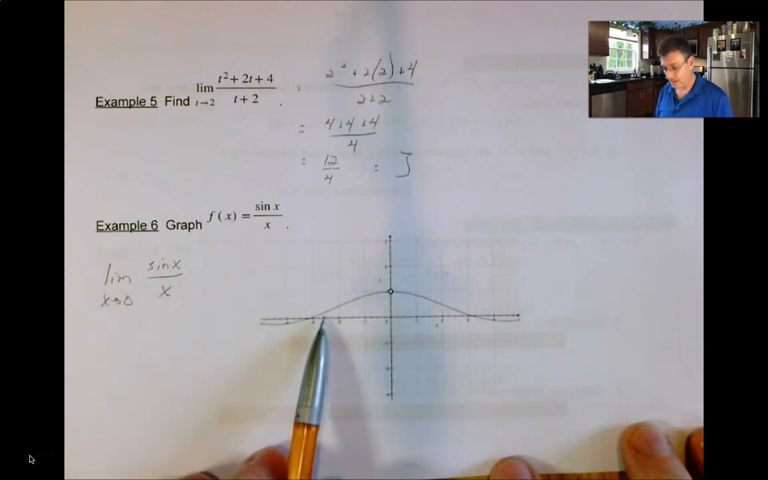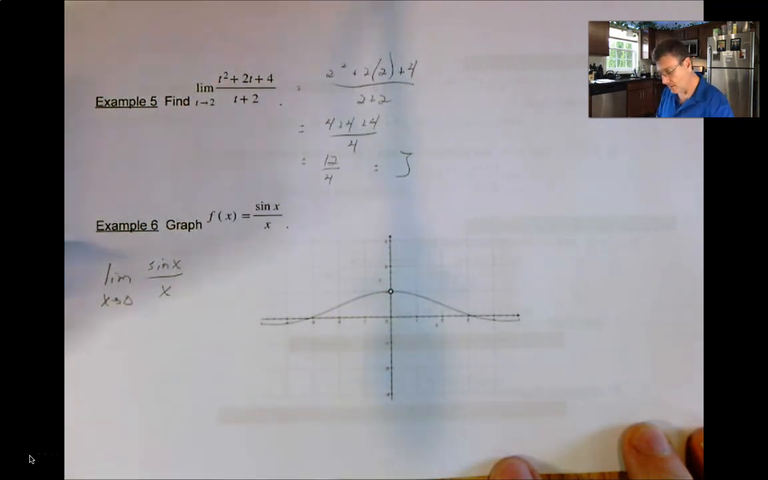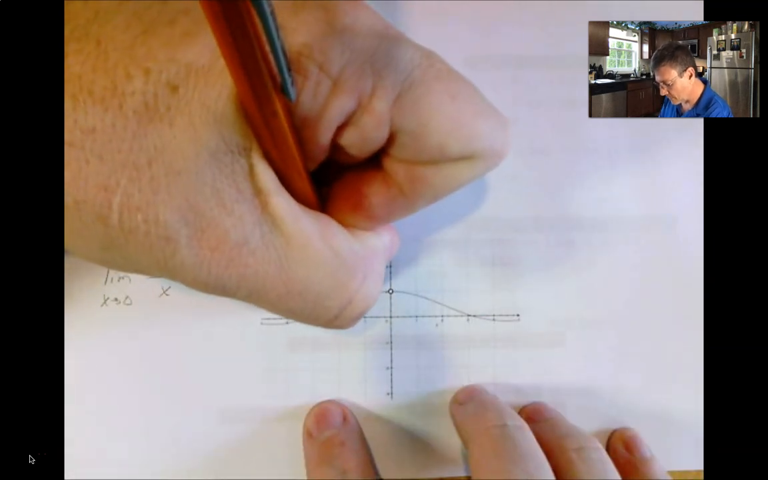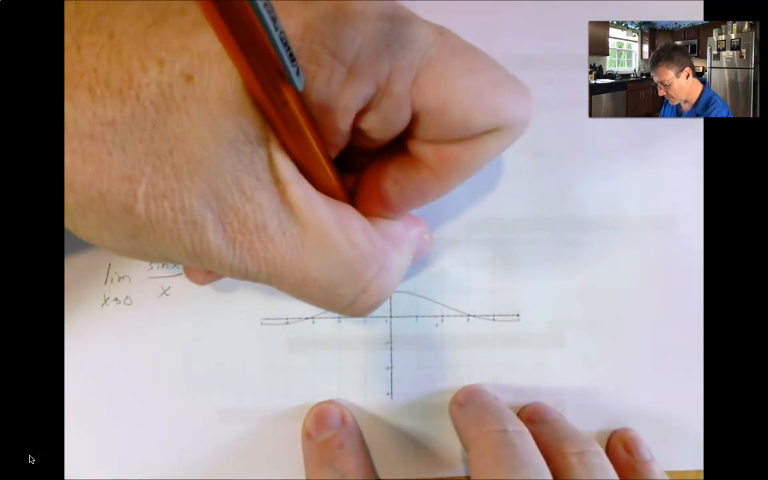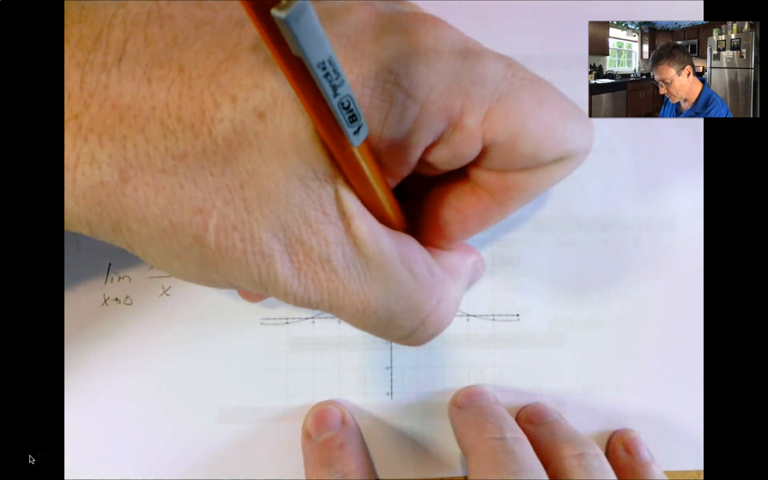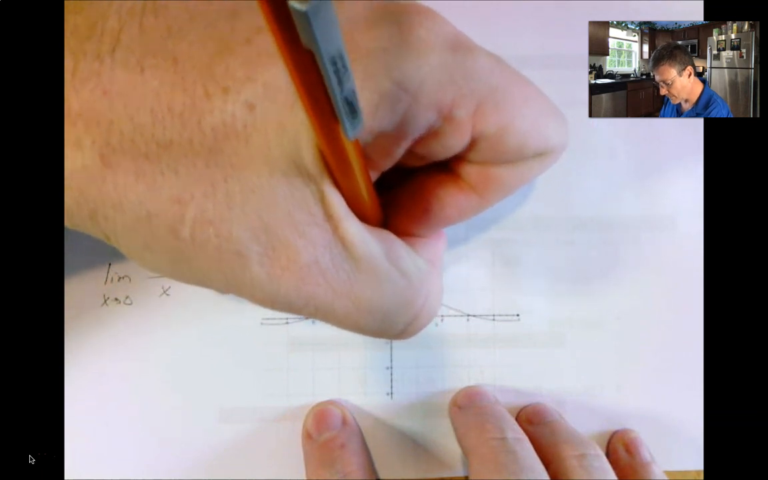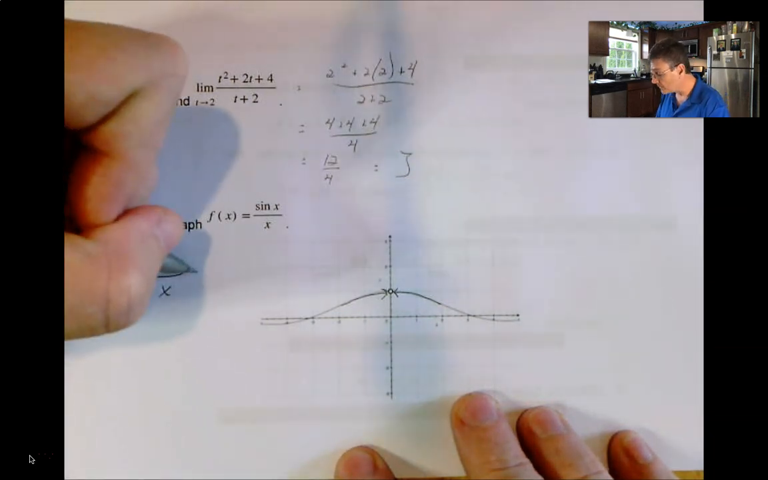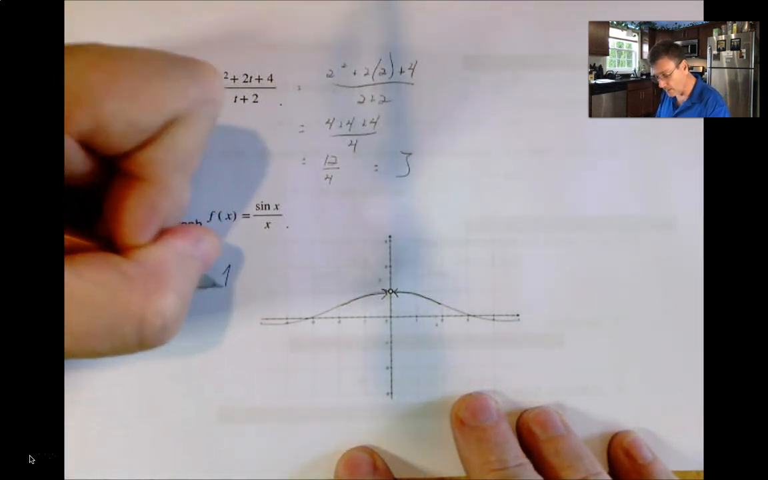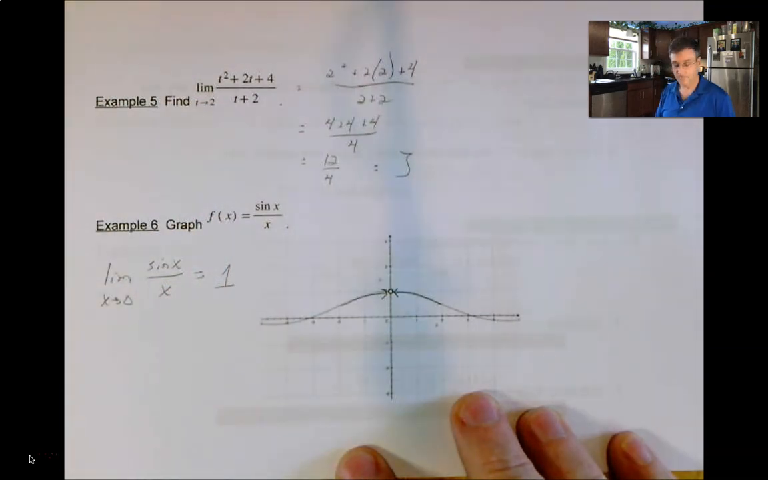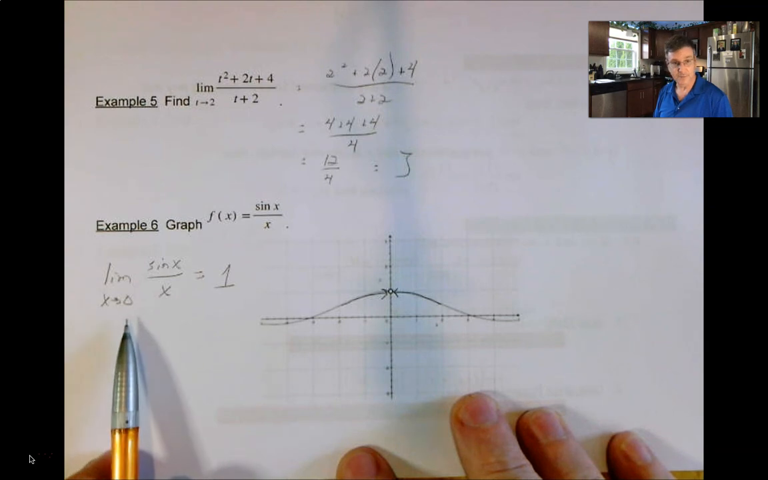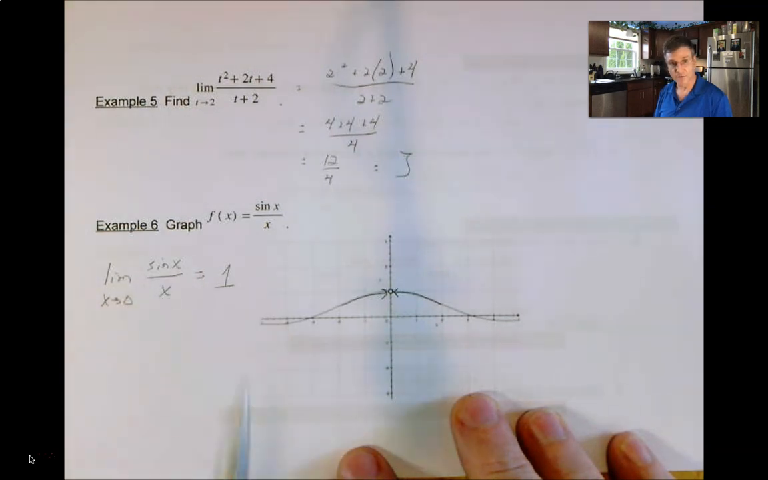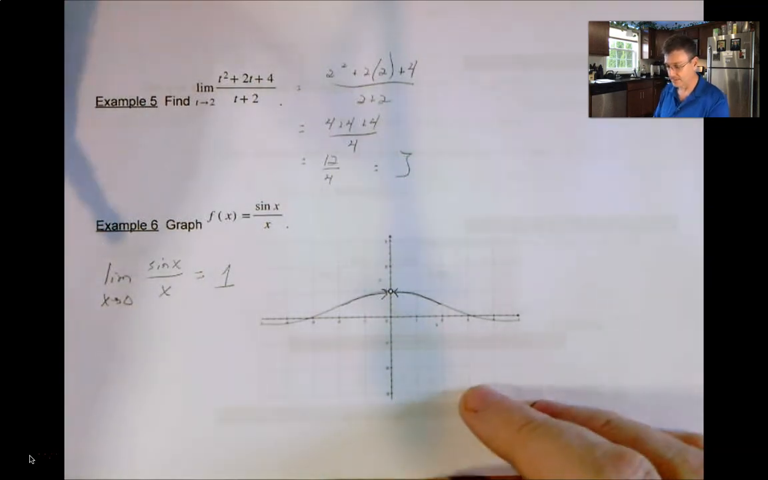But if we look at the graph, as we approach 0 from the left, and as we approach 0 from the right, they are both going to the same value. So what value are they both going to? They're both going to 1. That's something that you're going to want to memorize. The limit as x approaches 0 of sine of x over x equals 1. Something to memorize.